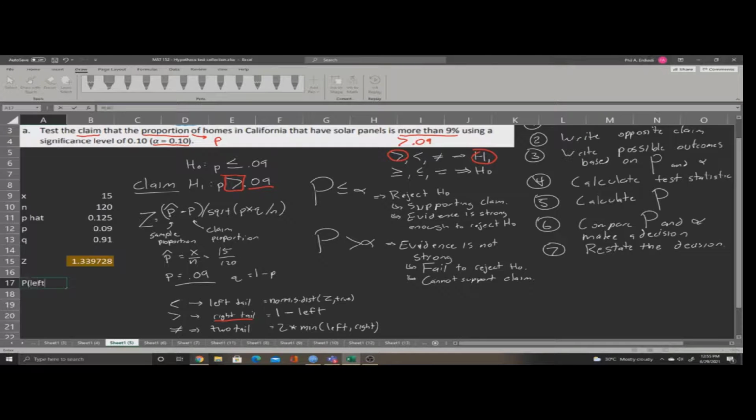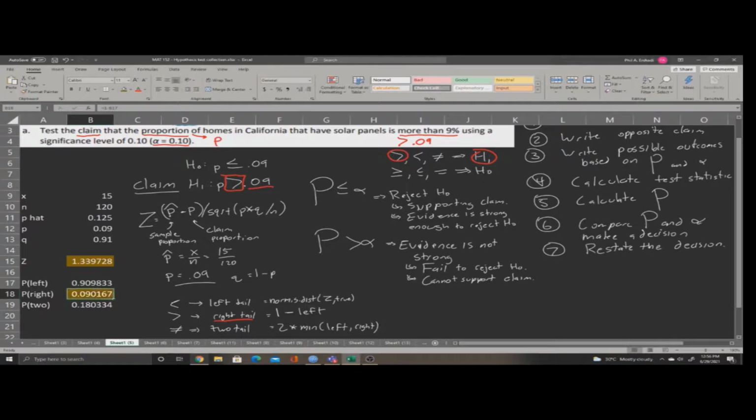So we'll enter a field for P left, P right, and P two-tail. We enter equals NORM.S.DIST, click on the z, comma true. Then for the right tail, we take 1 minus that, and for the two-tail, we take 2 times whichever of the 2 is smaller. We'll say min and select both of them. But we'll paint the right one gold because that's the one we actually want. That takes care of step 5. We've calculated our big P.